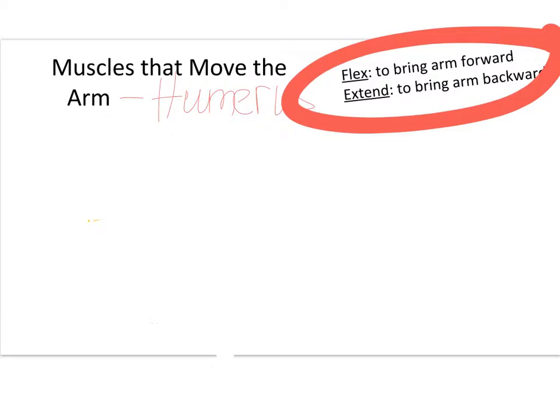Now, for the sake of this class, we don't need to be any more specific than that. So right away, you can go through and on the insertion for every single one of these, you can put humerus. Does that make that a little easier to remember? Okay, so the pectoralis major, latissimus dorsi, deltoid, teres minor, teres major, supraspinatus, and infraspinatus all insert into the humerus, onto the humerus. That's one less thing you need to study.